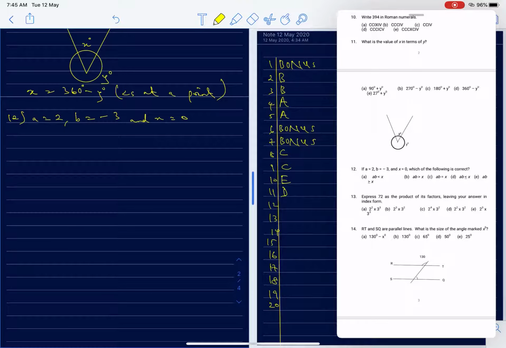That's actually true. AB is greater than X? No. AB is equal to X? No. AB is less than or equal to X? No. AB is greater than? No. It's actually AB is less than X. Minus 6 is less than 0. The answer is A.